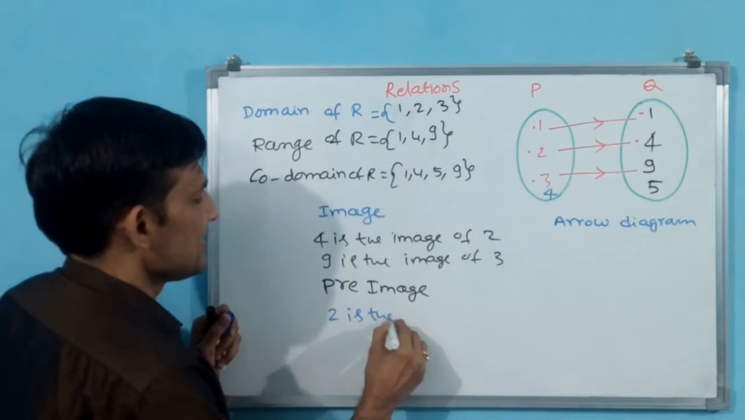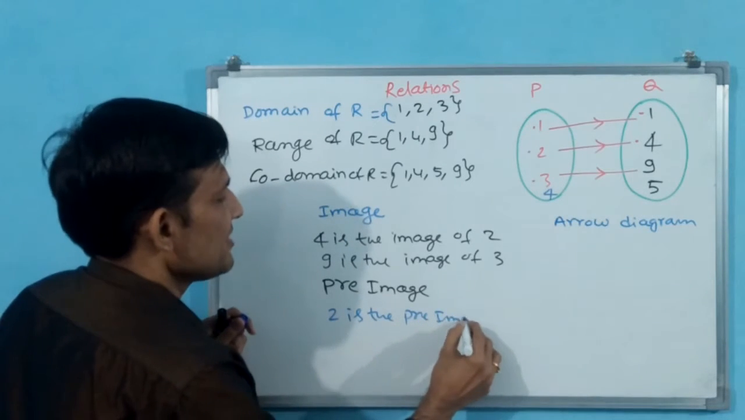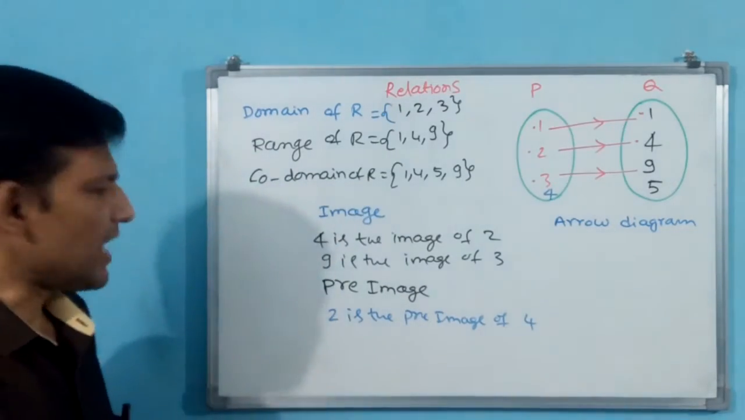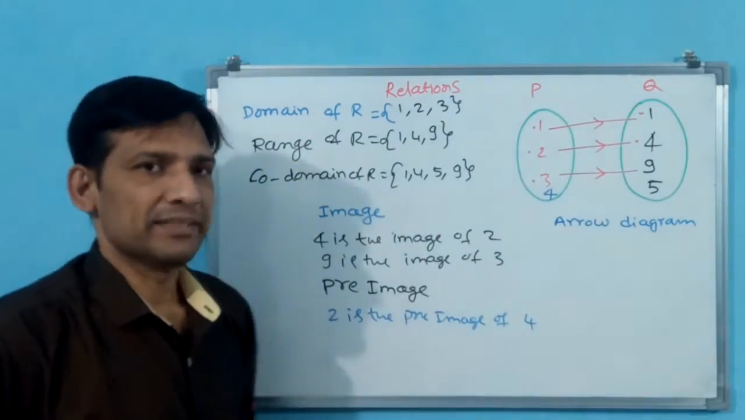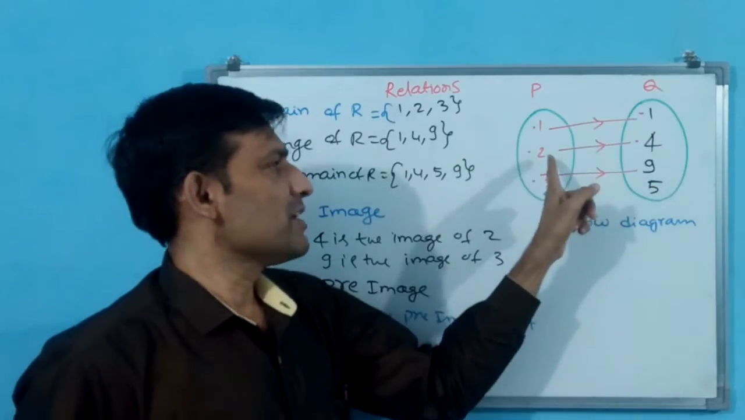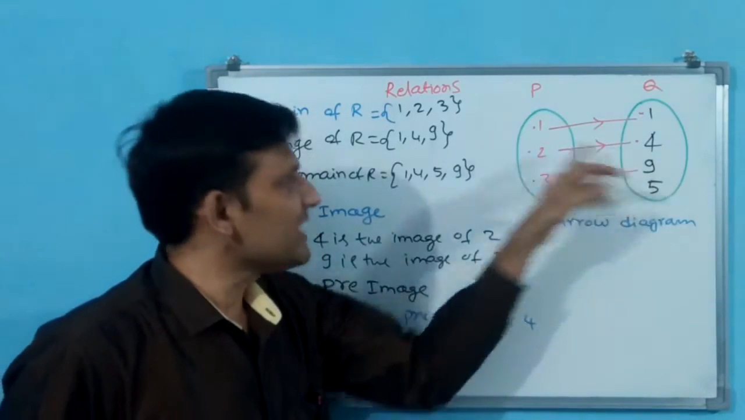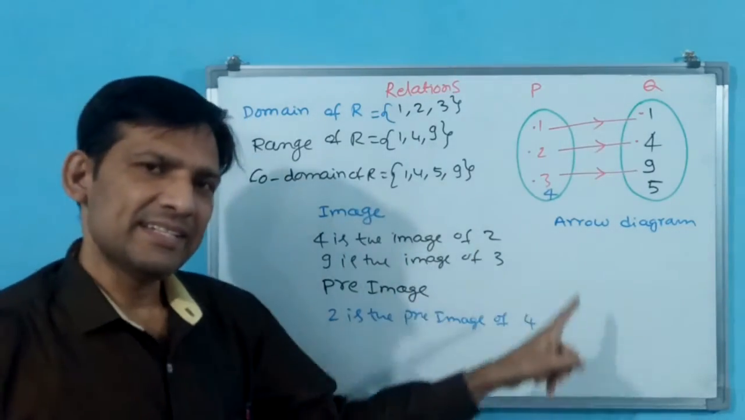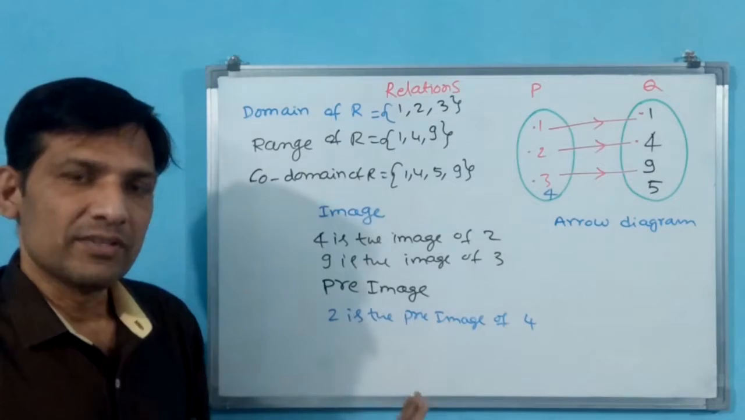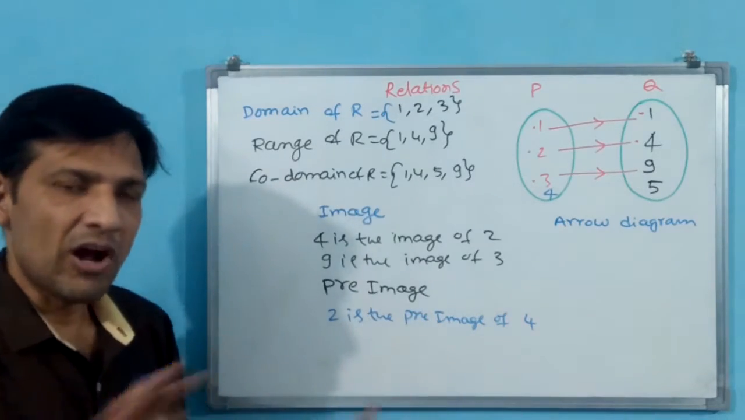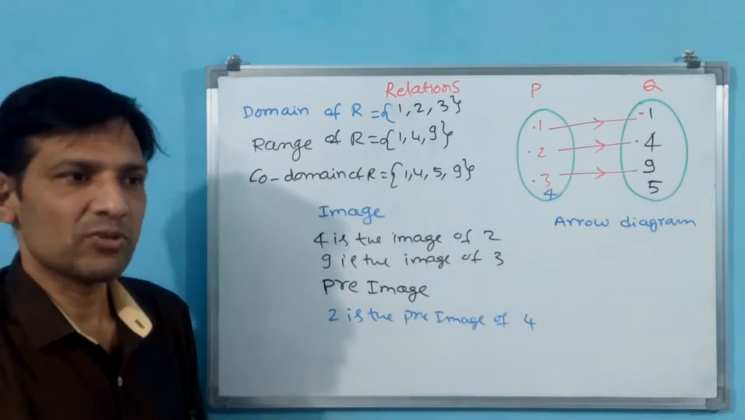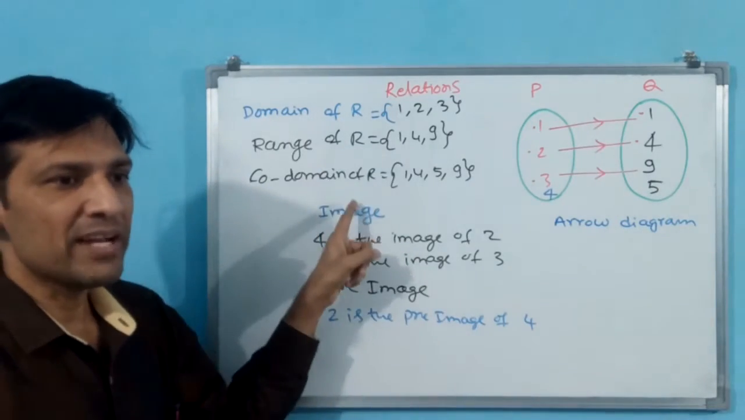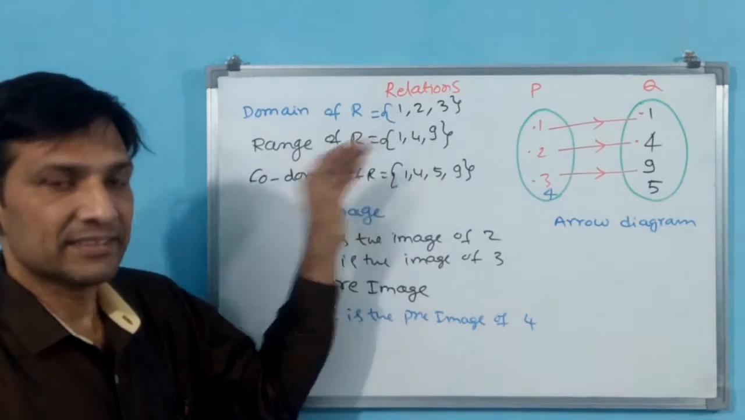Two is the pre-image of 4. I have written only one, the remaining I will explain. When 4 is the image of 2, automatically 2 is the pre-image of 4. Here also, image and pre-images are not sets. Image and pre-images are individual elements. But range, codomain, domain are sets.